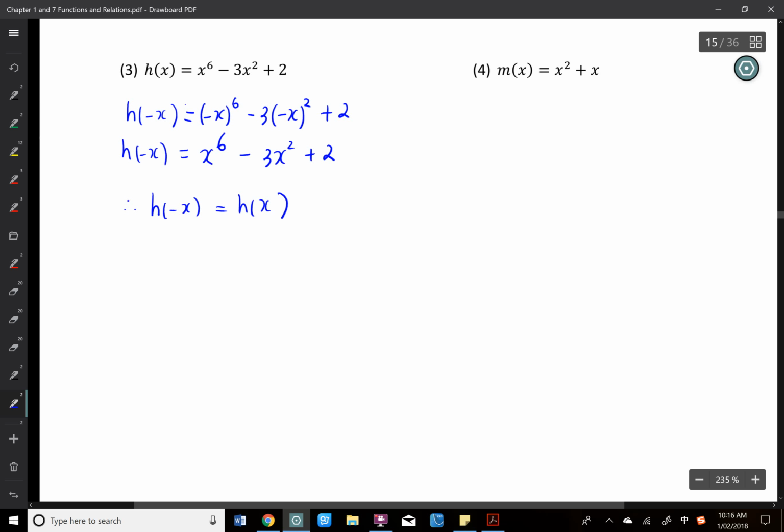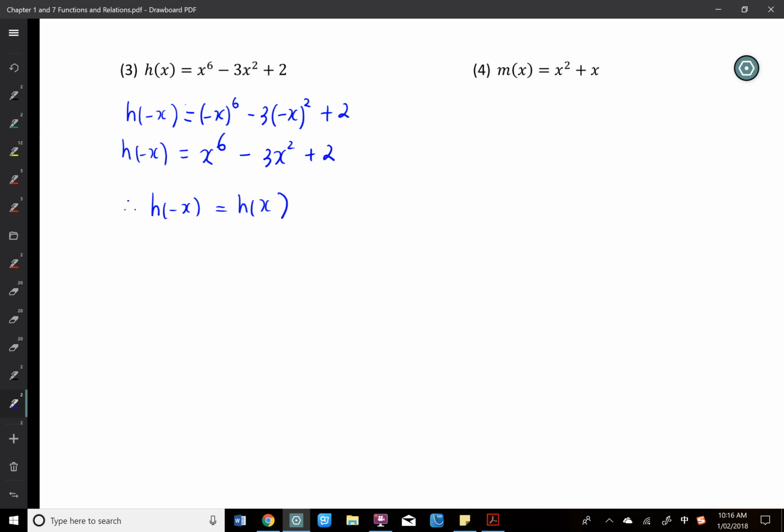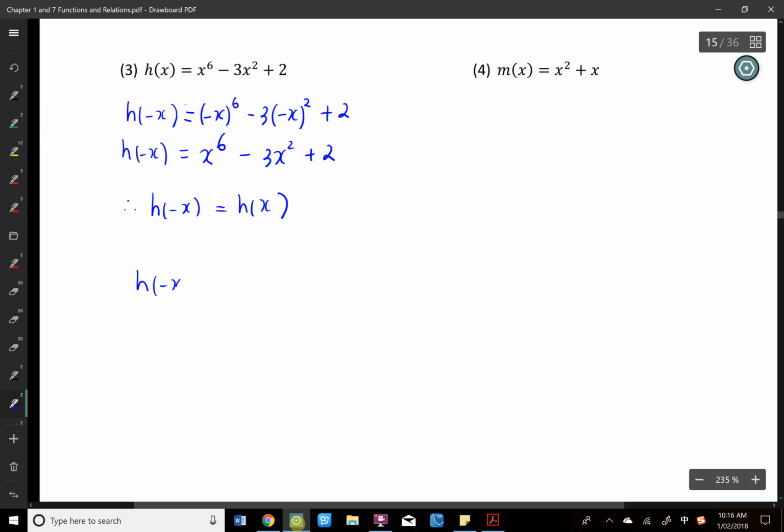Okay, you can see that they are the same. You have hx, you have h negative x, and then you can say, oh, they are the same thing. You can't just start with h negative x and hx and try to go both sides at the same time. You can't do it that way. So I'll show you the wrong way.